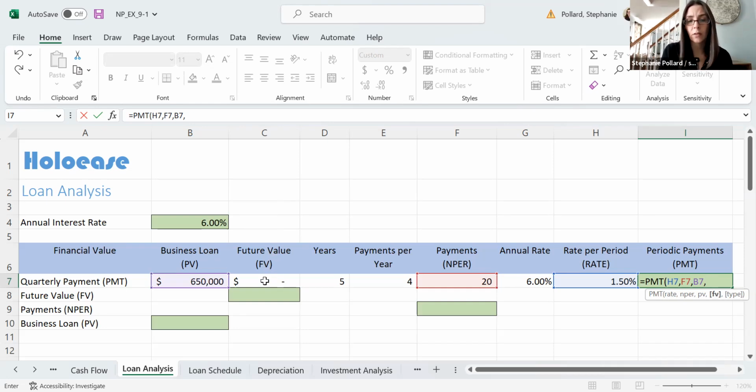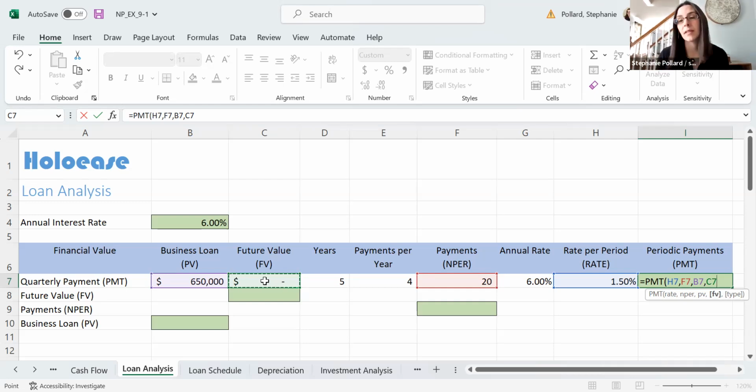But if you did have a future value, you could just click that cell. But again, Excel does default to 0 here. And then the last thing that we do have to put in here is the type. The type defaults to 0 as well, so you don't have to enter it. Type 0 is for payments that are made at the end of each period, whereas type 1 is for payments that are made at the beginning of each period.